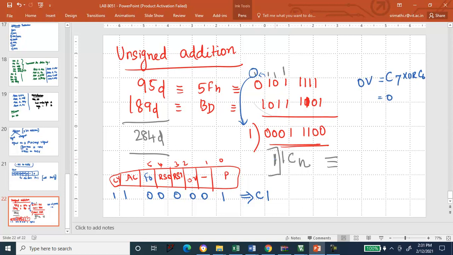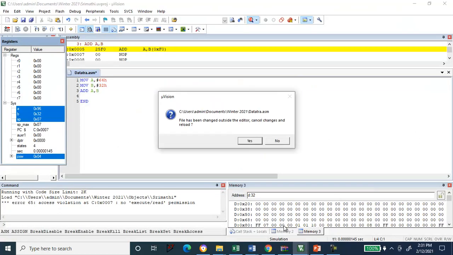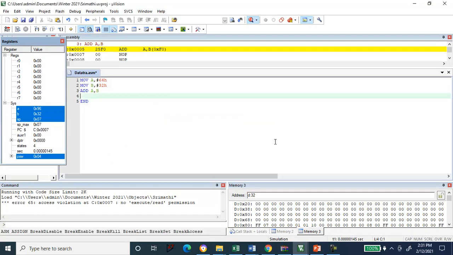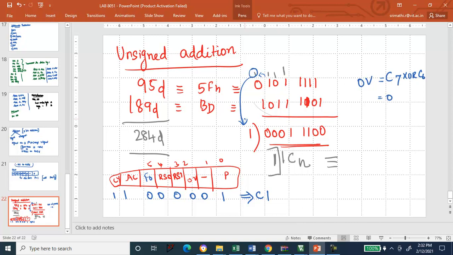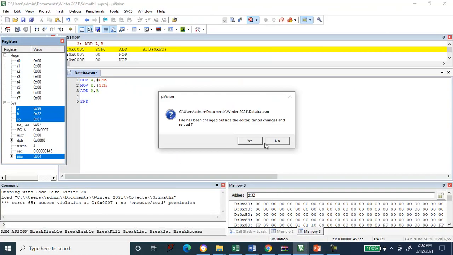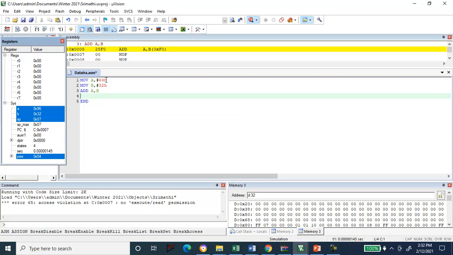Okay, and you have a carry. So I'll just write this. We are going to move 5F and BD. Okay. We are going to move 5F to A register, and BD.